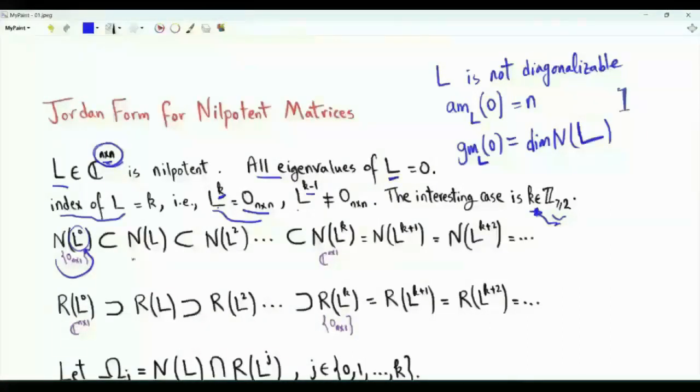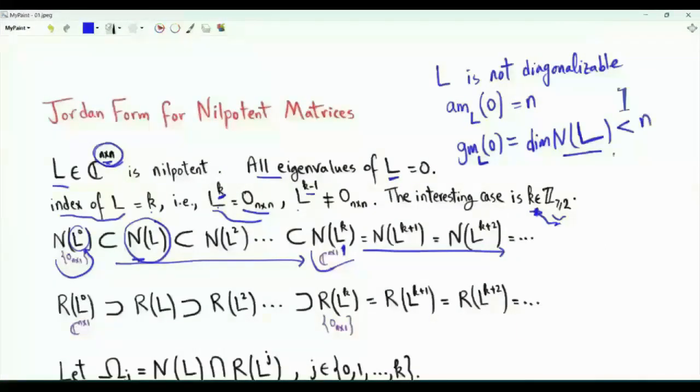This will be strictly contained in the null space of L, which is strictly contained in the null space of L square. And we have strict growth of the null space till we reach L to the power k. Now, the null space of L to the power k is the whole n-dimensional space, and the null space will then remain the same. If the index k is 2 or more, then the dimension of the null space of L is strictly less than n. For a matrix to be diagonalizable, every eigenvalue must have the same algebraic and geometric multiplicities. Therefore, if the index of the matrix is 2 or more, the matrix is not diagonalizable.